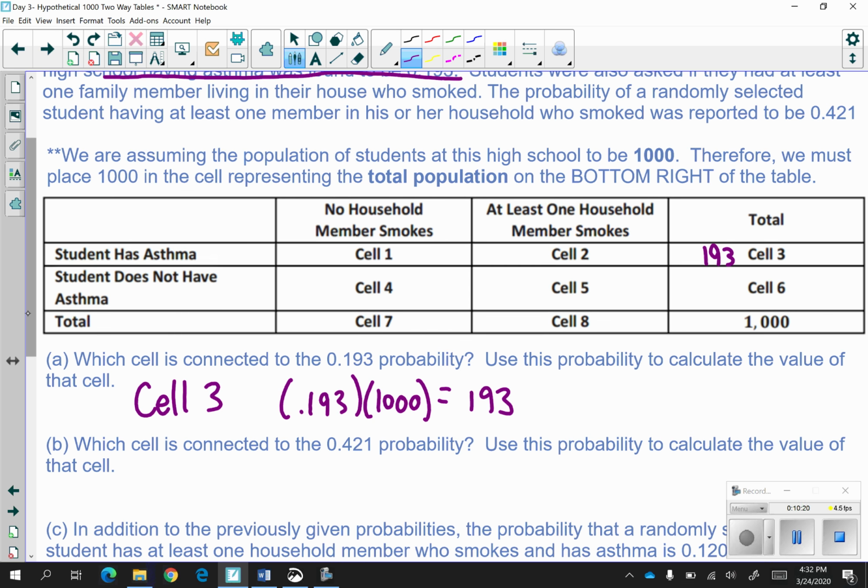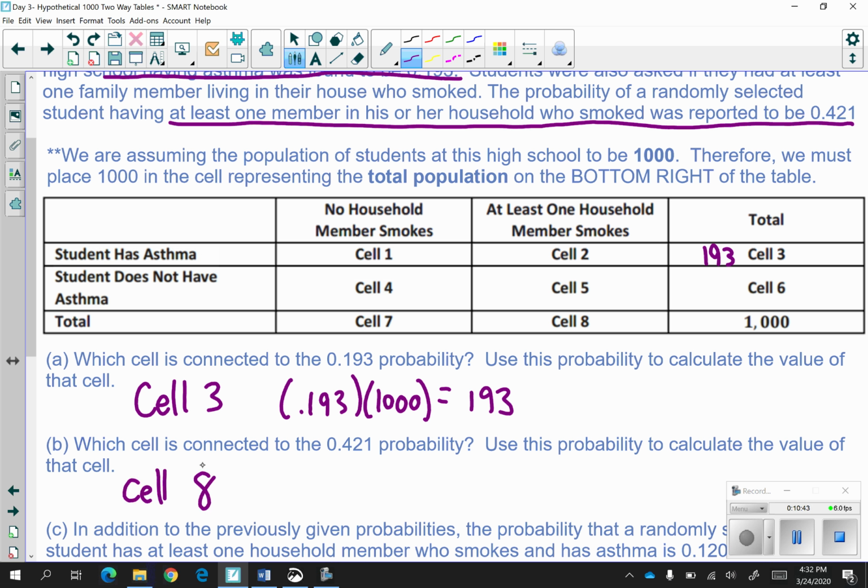In part B, they want to know which cell is connected to the 0.421. And if you read the problem, the 0.421 is the probability of having at least one member in his or her household who smoked. So that's going to be cell 8 because you have at least one household member who smokes, and the total column is cell 8. So we're going to take the probability, multiply it by the total amount of people, and we're going to get 421.